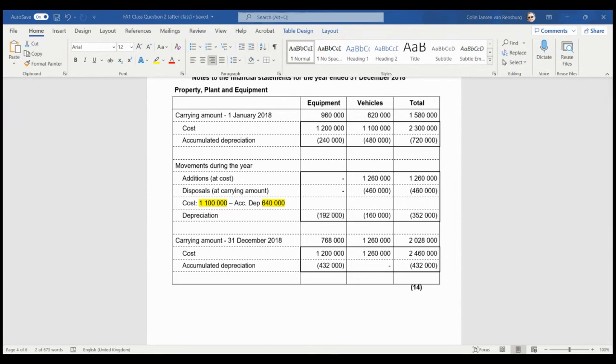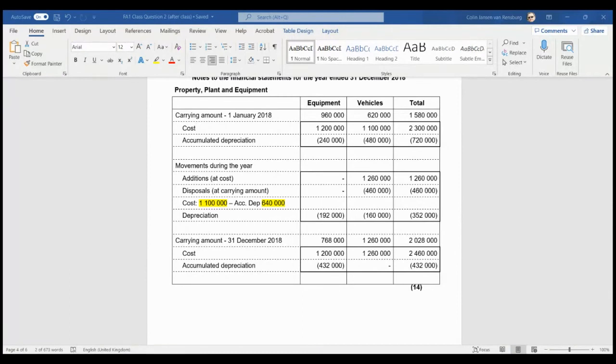What is the balance now? 432,000. Exactly. So how do we get that? It is simply the 240,000 opening balance plus the 192,000. That gives us 432,000. But because accumulated depreciation is a negative asset, we show that in brackets. So now what does it give us?